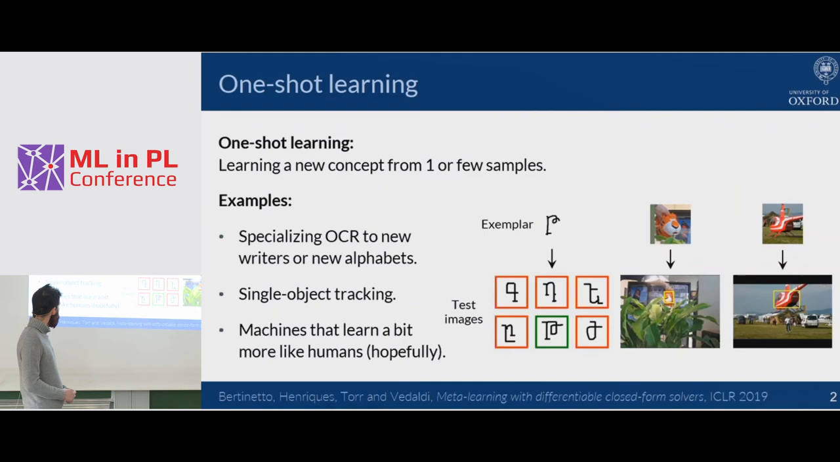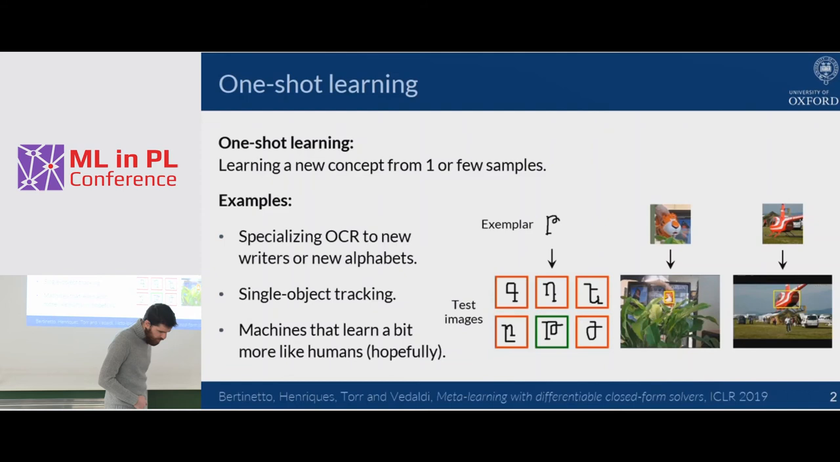Some examples, maybe not the best ones, in systems that exist today would be specializing OCR, optical character recognition, to new writers or alphabets. On your phone, you probably have some form of adaptation for the way that you write. That can also work for handwriting. And then, for example, single object tracking, where you just meet a new object, a new thing you're interested in, and then you have to follow it around. That's another example. But obviously, generalizing to concepts is really the end goal.